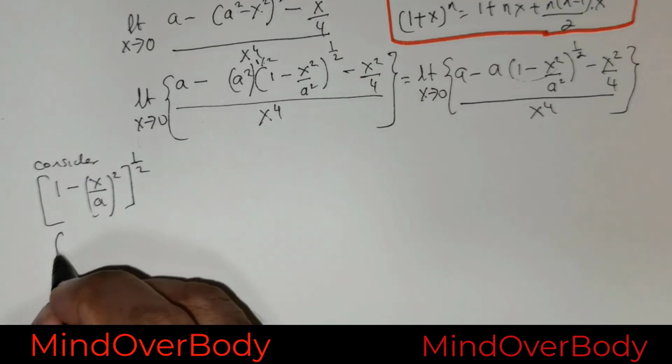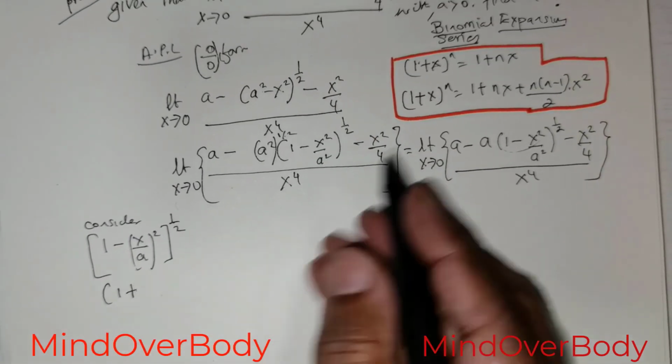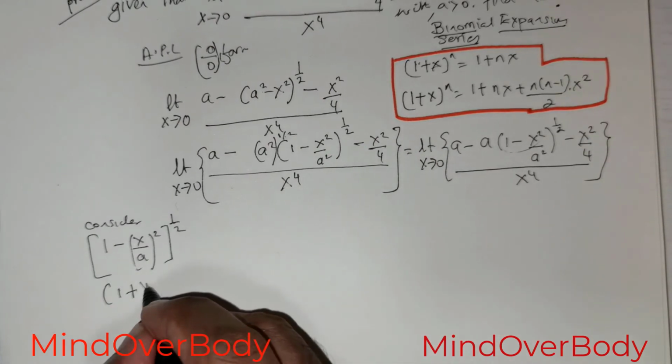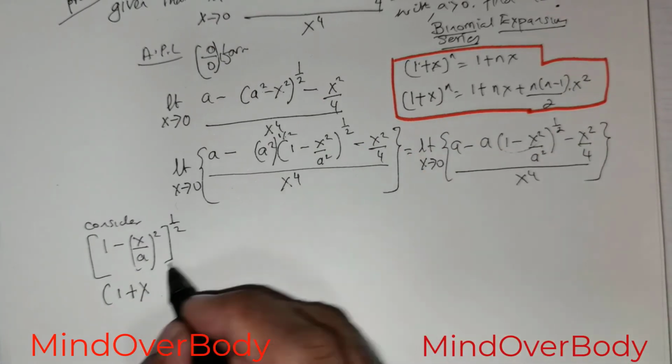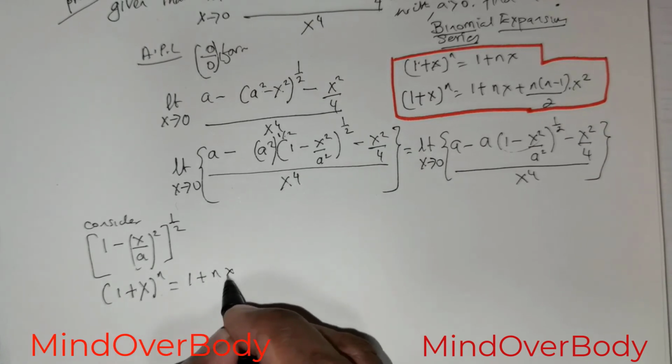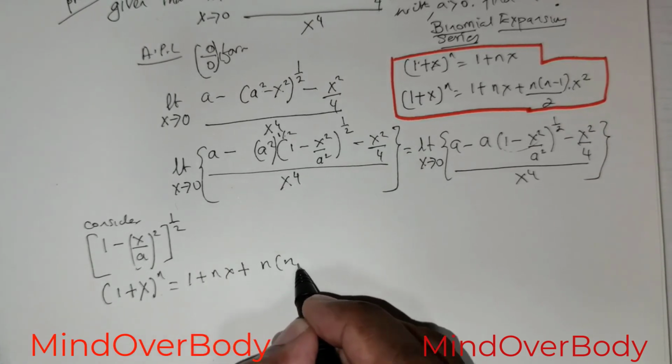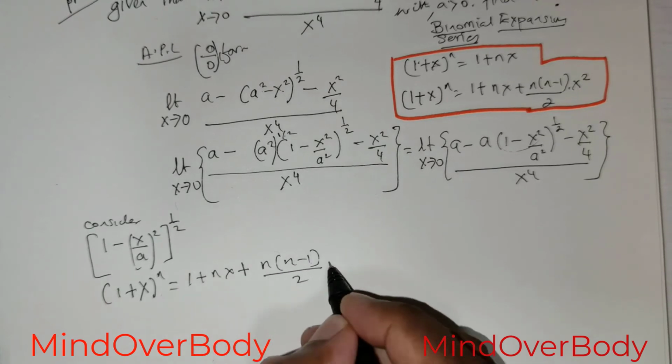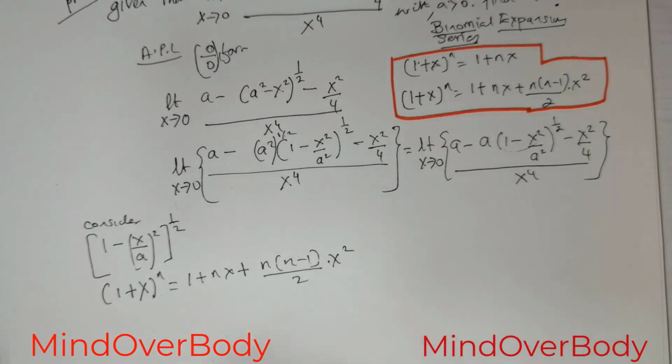Now we know that, I'm going to use this expansion, in fact I will be using this: (1+x)^n is equal to 1 + n times x + n(n-1)/2 times x^2.